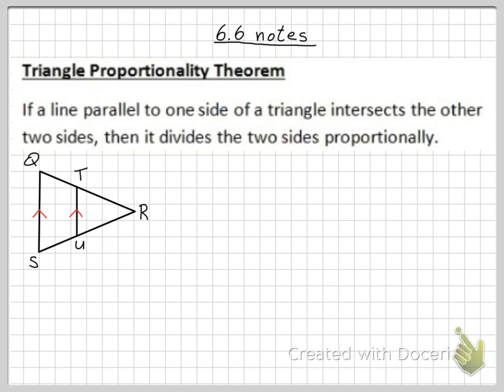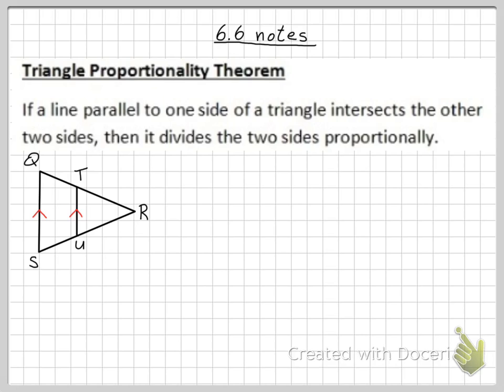That only happens if T is a midpoint of QR and U is a midpoint of SR. If that were the case, then you could say that line segment QT is congruent to line segment TR, and line segment SU is congruent to line segment RU. But that is just a special case. The mid-segment theorem is just a special case of the triangle proportionality theorem and its converse, which we'll get to in a bit. But that's not always necessarily true, just one special case.